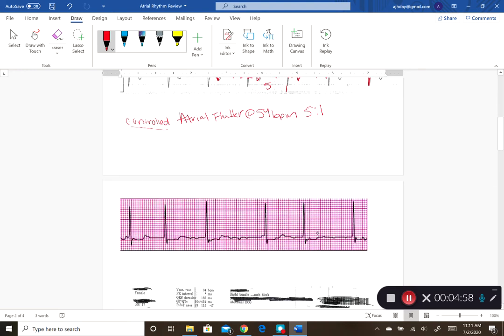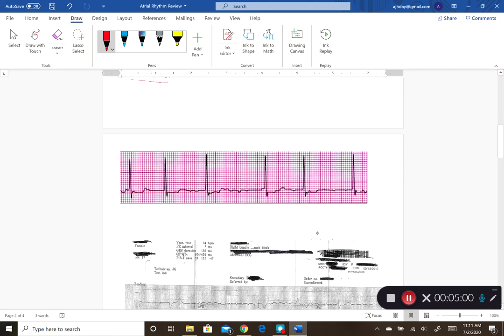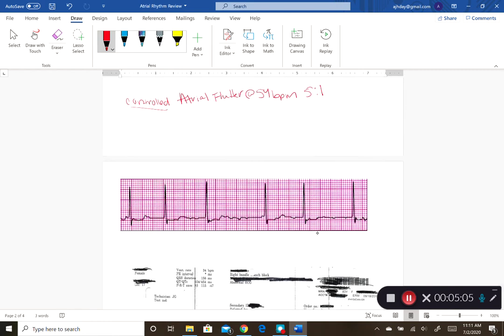Let's look at the next rhythm. First of all, I need to decide regular or irregular, and this is irregular.